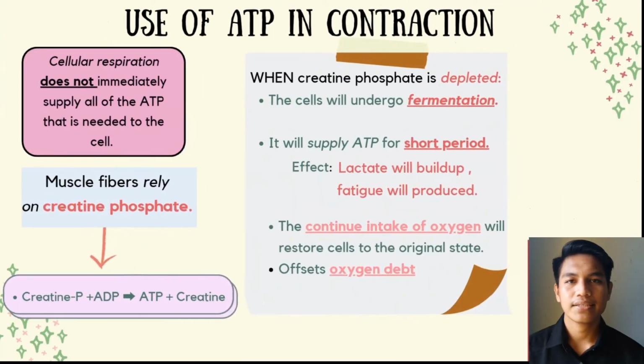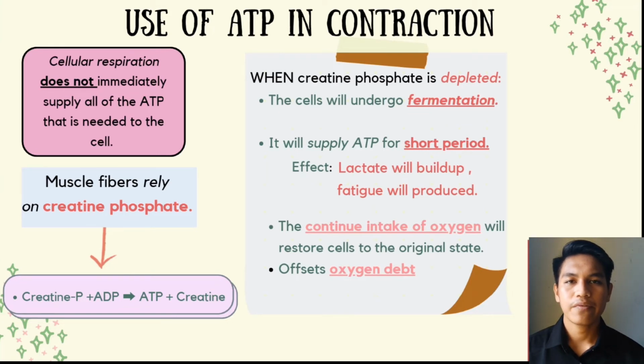Next, we will discuss the use of ATP in contraction. Remember, cellular respiration does not immediately supply all of the ATP that is needed to the cell. Muscle fibers rely on creatine phosphate. This is the chemical reaction of creatine phosphate and ADP.